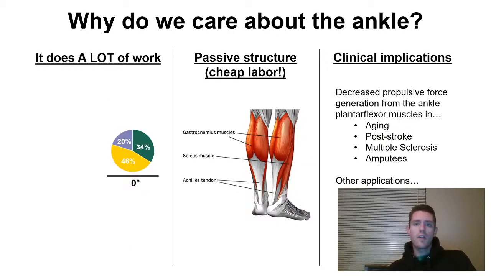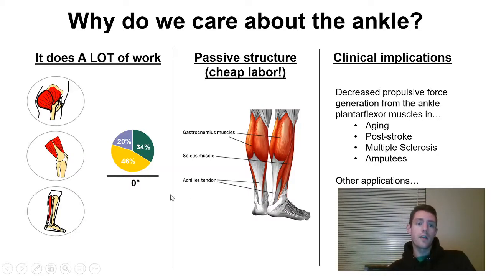Generally, why do we care about the ankle? Well, the ankle does a lot of work. If you split up per joint, ankle, knee, and hip, their relative contributions to the total amount of work, the sum of all of their work, the ankle joint does close to 50% of the total amount of work being done during walking. So it does a lot of the mechanical work, which is surprising because it's a relatively small muscle group.